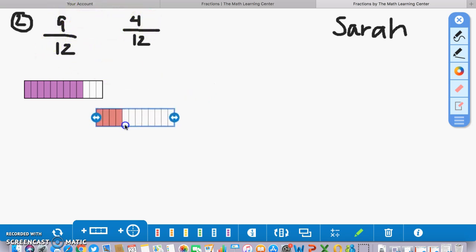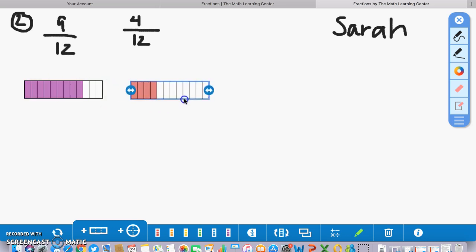But like I did last time, you can put them on top of each other to see the difference, and you can see that 9 twelfths has many more shaded. There's 1, 2, 3, 4, 5 more shaded than the 4 over 12ths.